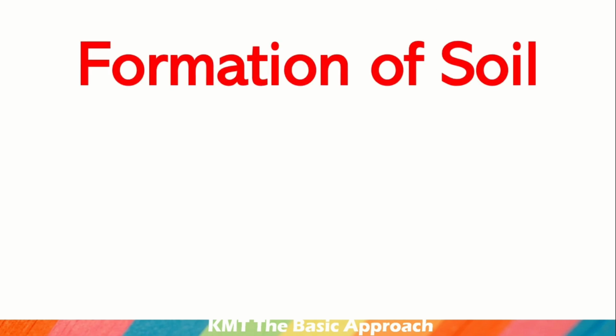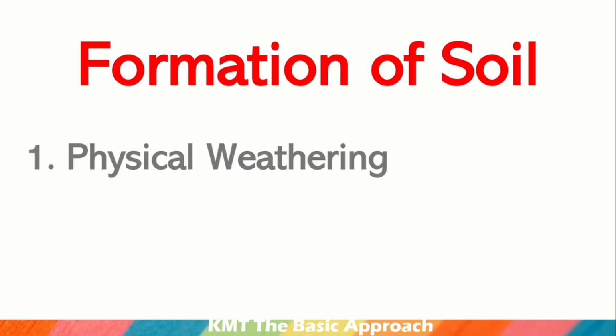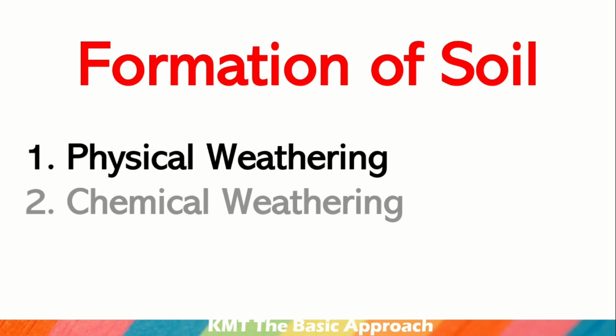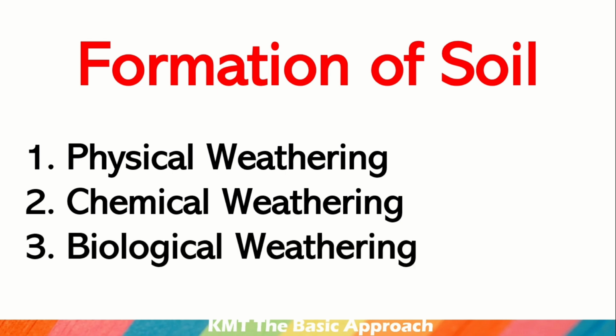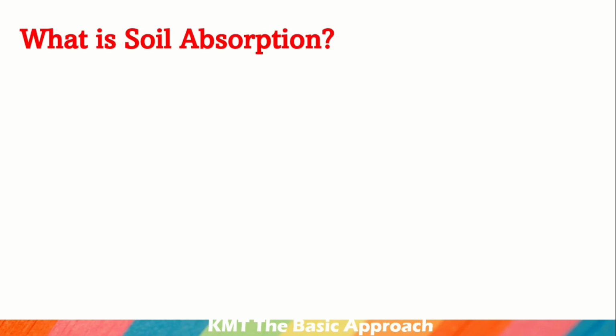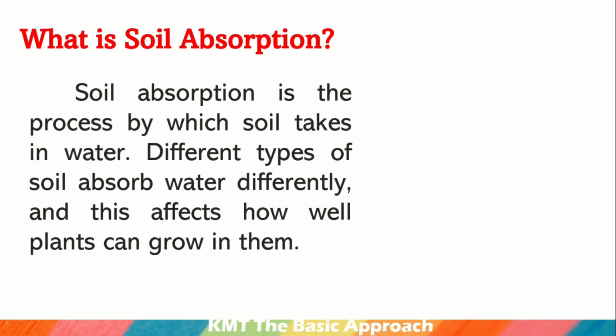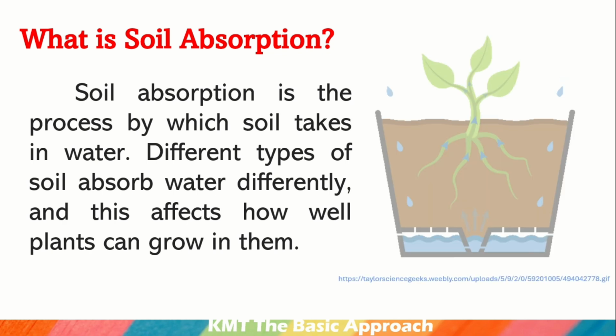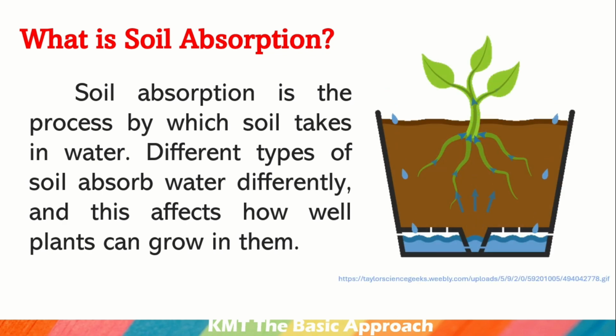We also discussed the formation of soil. Number 1, physical weathering. Number 2, chemical weathering. Number 3, biological weathering. We also answered the question, what is soil absorption? Soil absorption is the process by which soil takes in water. Different types of soil absorb water differently, and this affects how well plants can grow in them.